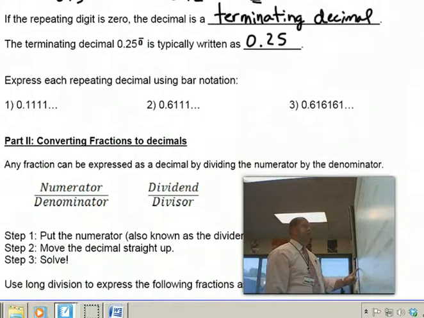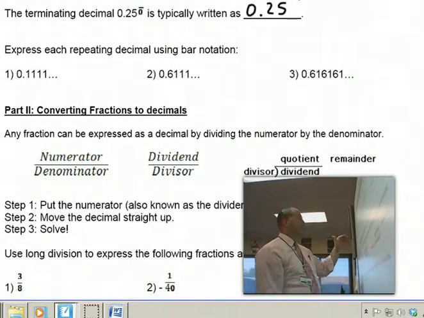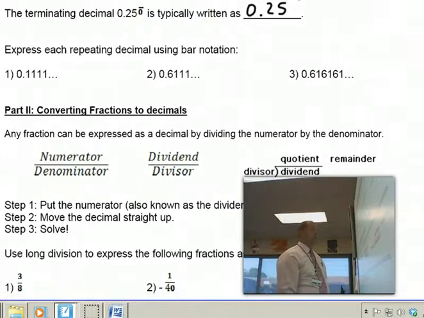So express each repeating decimal using bar notation. So for number 1, we're looking at what digit repeats. So this is the time where you may want to pause me, come back, see if you have these 3 completed, and then we can continue on.